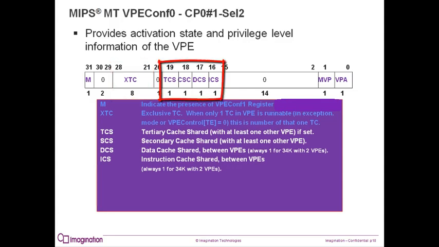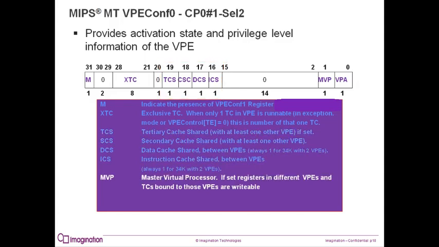TCS, SCS, DCS, and ICS are read-only bits which tell software which caches are shared with at least one other VPE. The separate bits are for tertiary, secondary, L1 Dcache, and L1 Icache, respectively. There is no way for the 34K core to not share caches, so a 34K core will have DCS and ICS set and will have TCS and SCS bits set if it has an L2 or an L3 cache.